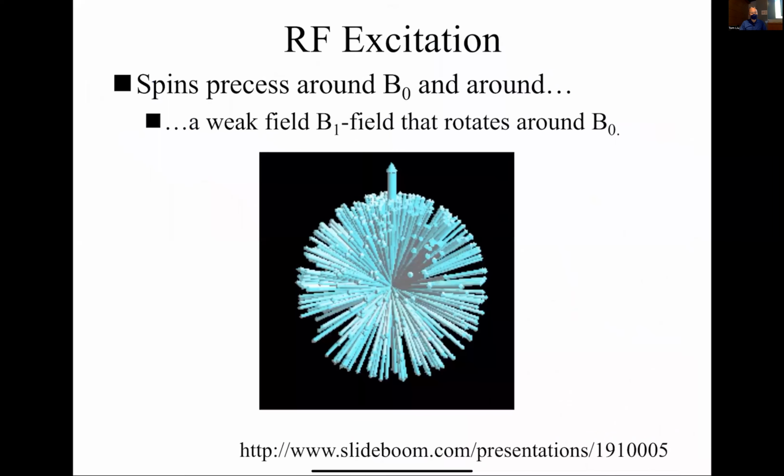Just to remind you, the most important part is that there's really two precessions going on. There's precession around the B0 field, and we always assume that's happening. That occurs at omega equals gamma B0, where gamma is the gyromagnetic ratio.